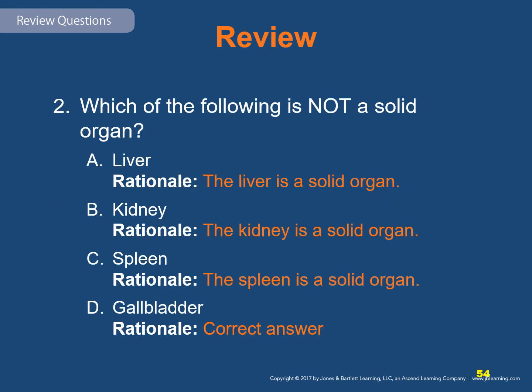Which of the following is not a solid organ? A. Liver, and it of course is a solid organ. B. Kidney, it is also a solid organ. The spleen is most definitely a solid organ. And out of the choices you were given, gallbladder is the correct answer. It is a hollow organ.